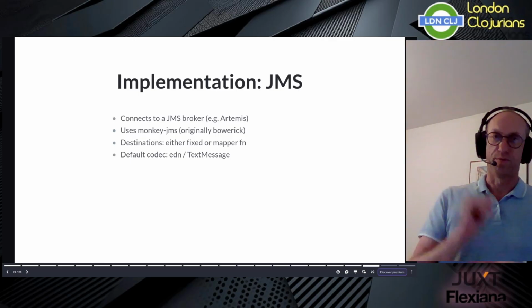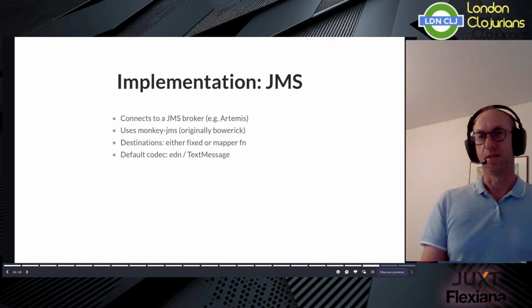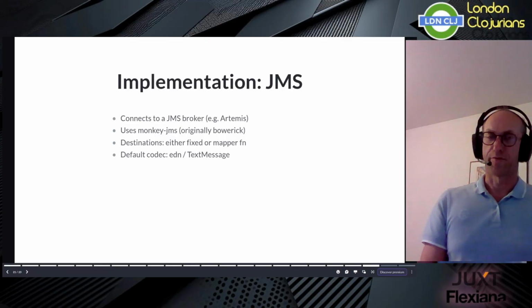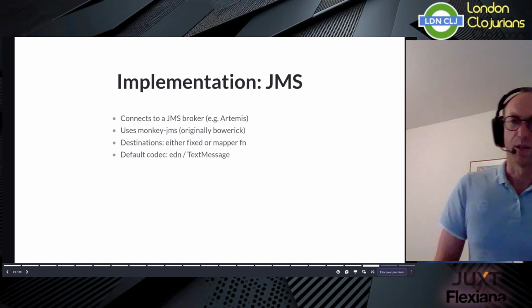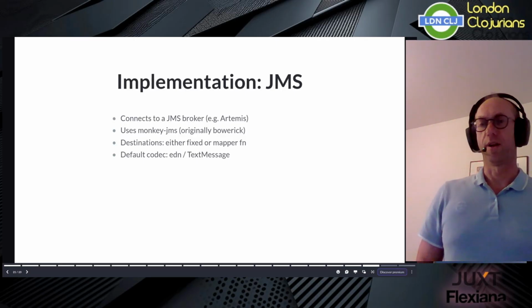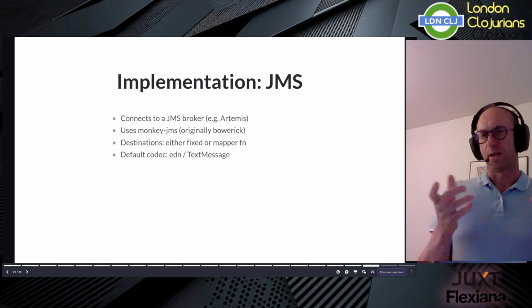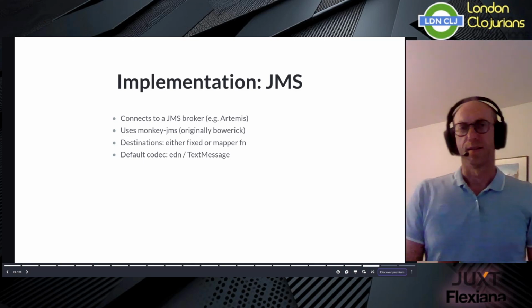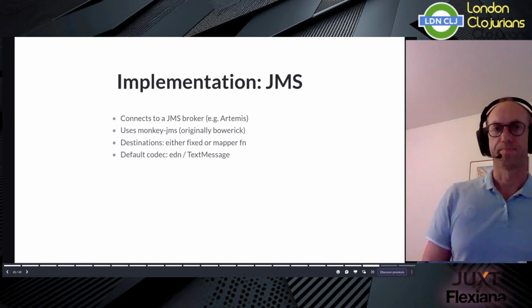Similarly, if you register a listener using the add listener function, next to the handler, you can also specify the destination where it should listen. That can, of course, only be one. So in JMS speak, it will create a consumer for that topic or queue.